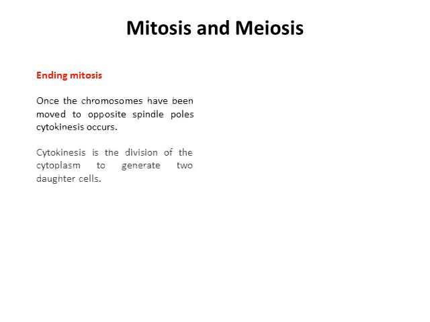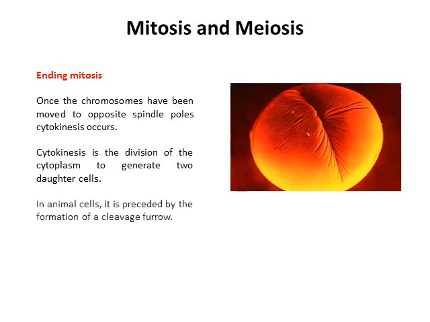So once you've separated the chromosomes and you've ended, you're ready to end mitosis, end the cell cycle. And the final stage of the cell cycle is cytokinesis. So this rather unpleasant picture here is actually an animal cell that's about to undergo cytokinesis. An early event in cytokinesis is the formation of this so-called cleavage furrow.